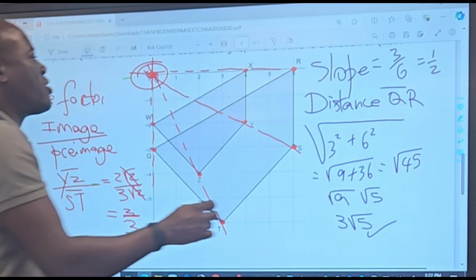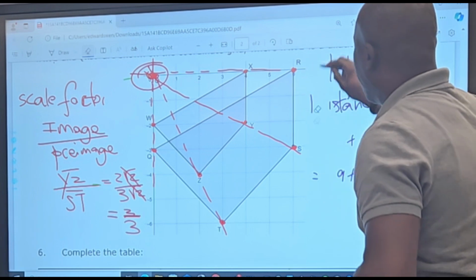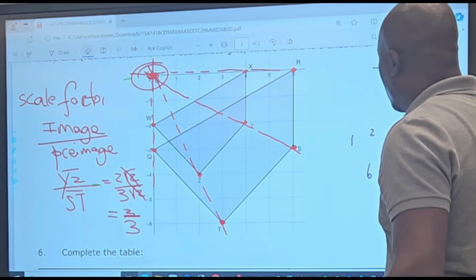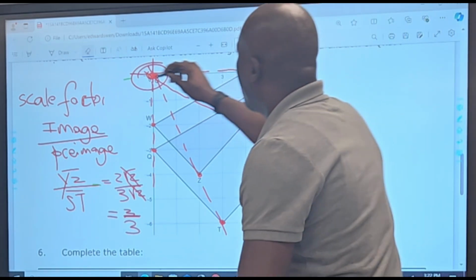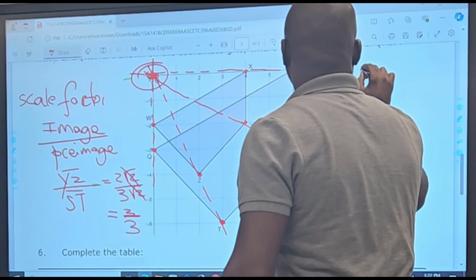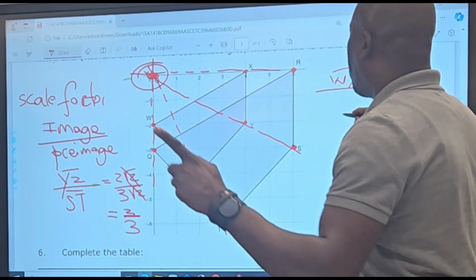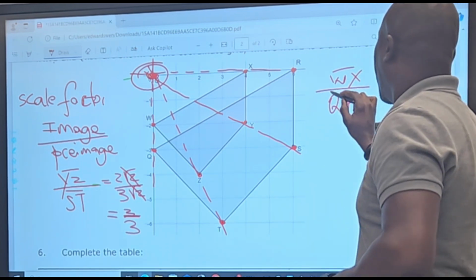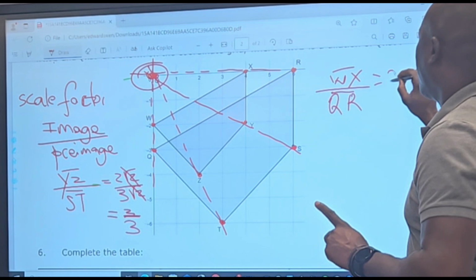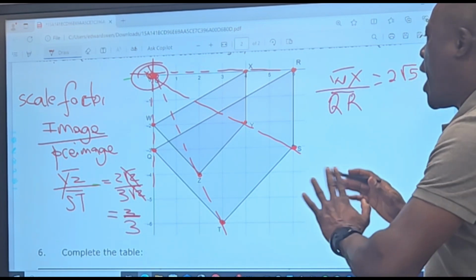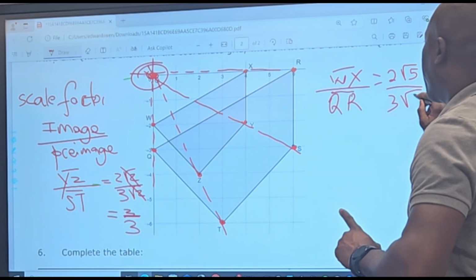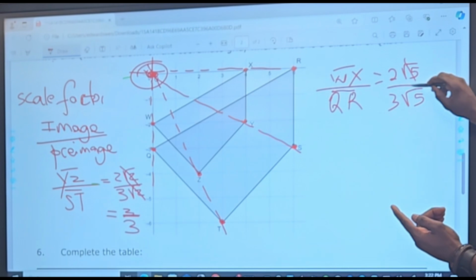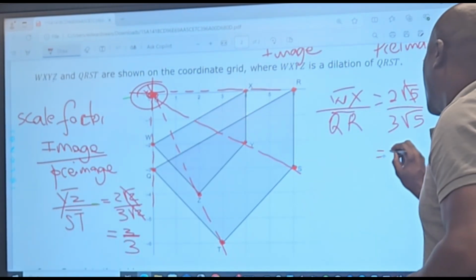Now let us say we never wanted to use those 2. Let's look at the other 2 that we did. Remember, we did 2 more. We did WX. So WX was the image, and the corresponding pre-image for it was QR. WX was 2 square root of 5, while QR was 3 square root of 5. What can cancel here? Root 5. So we could cancel the root 5 and we're left with what? 2 over 3. 2 over 3.